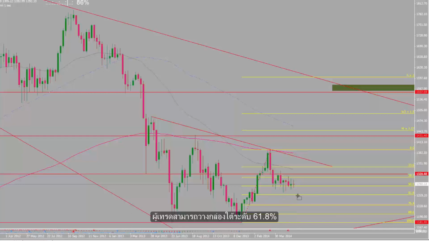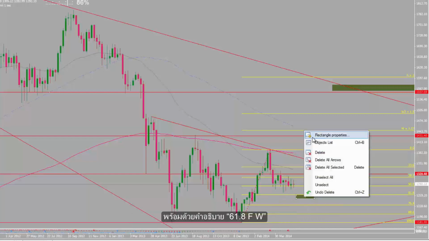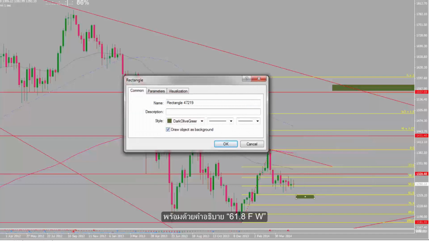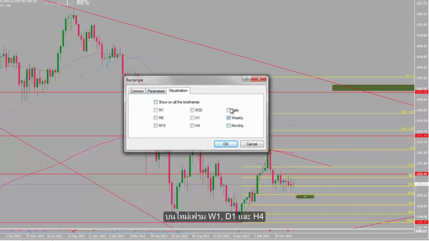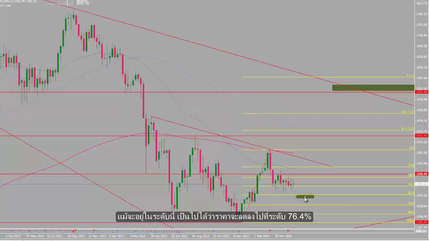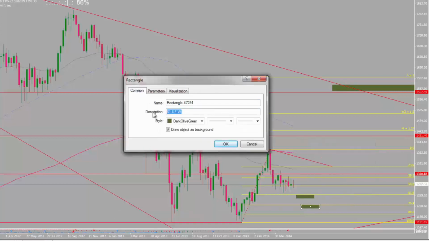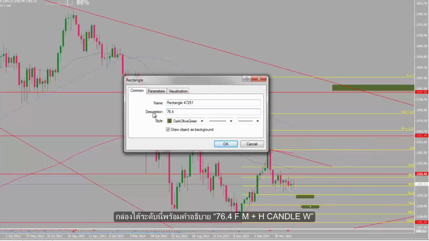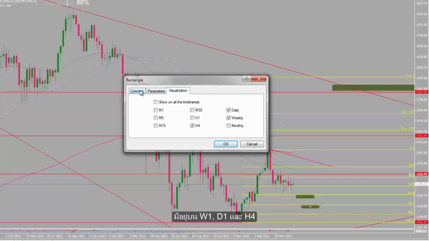A trader can place a box under level 61.8% with the description 61.8 FW available on W1, D1 and H4 timeframes. Despite this level, it is more probable that the price would fall to level 76.4%. A box under this level with description 76.4 FM plus H candle W, active on W1, D1 and H4.